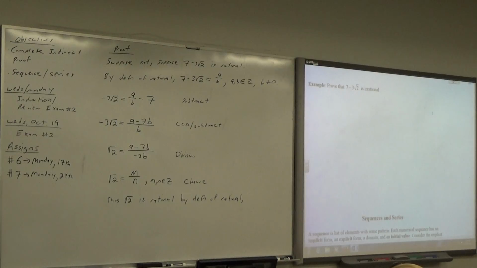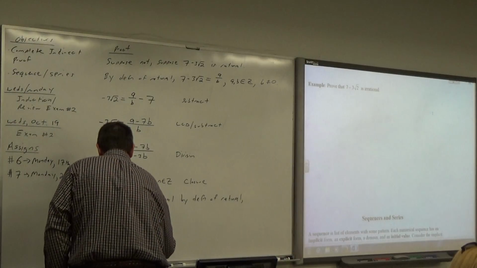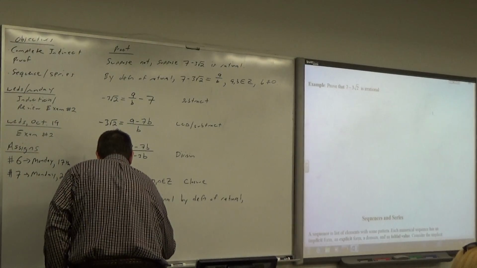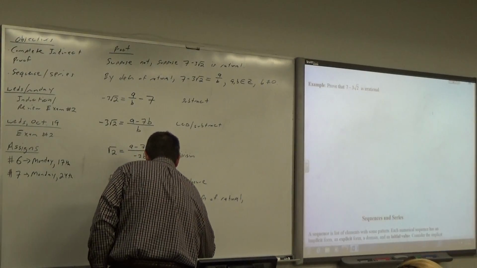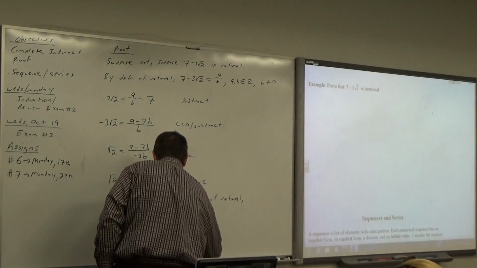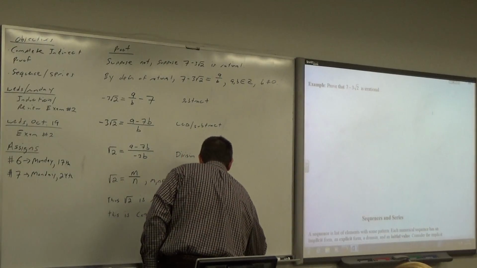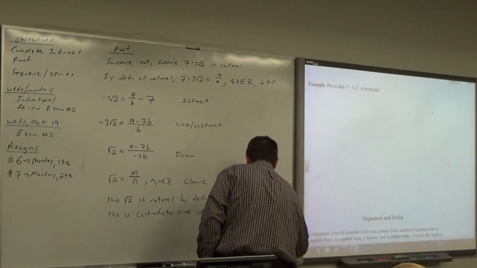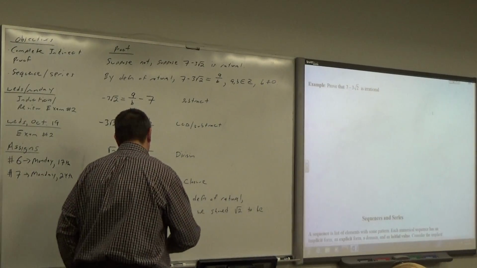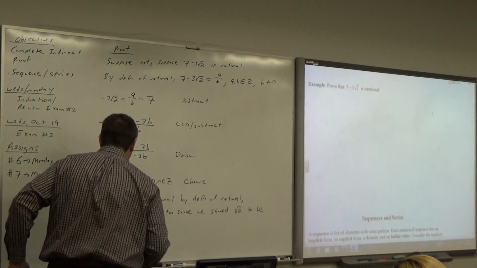Showing that root 2 was irrational, okay? Unless we lied to each other and it wasn't really irrational, okay? But it is. So we can say this is a contradiction, since we showed root 2 to be irrational. We already proved that, okay?